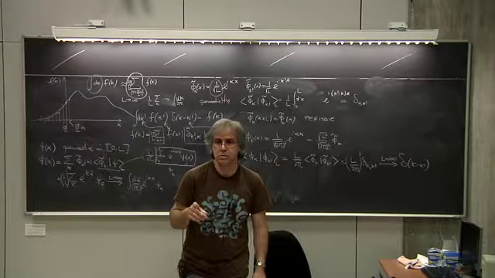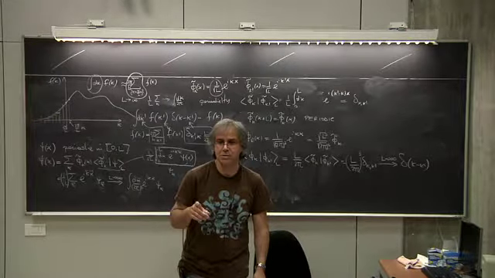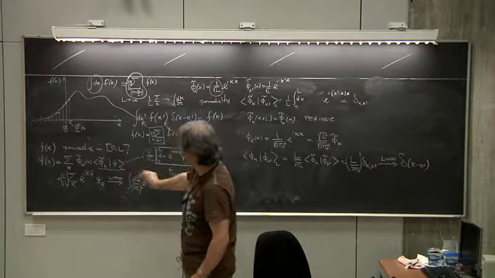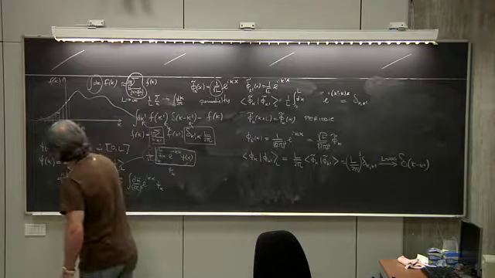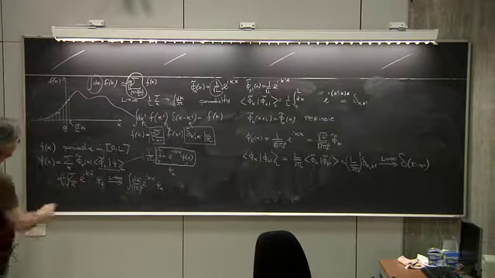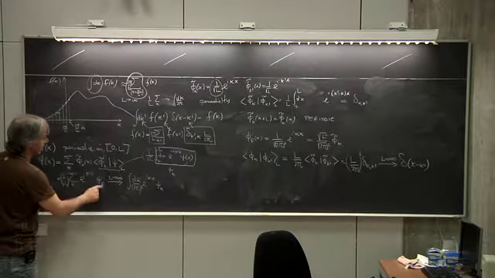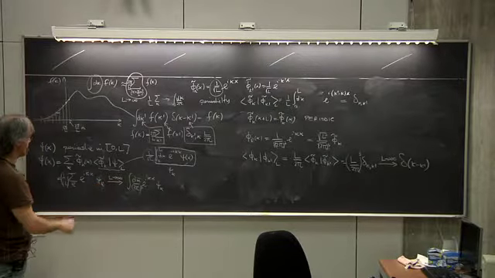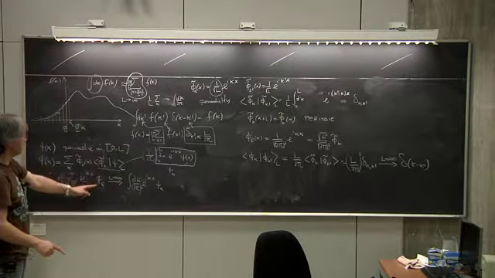Could you please repeat how you remove the 1 over L? Okay. Where? This one? From here to here? Okay.